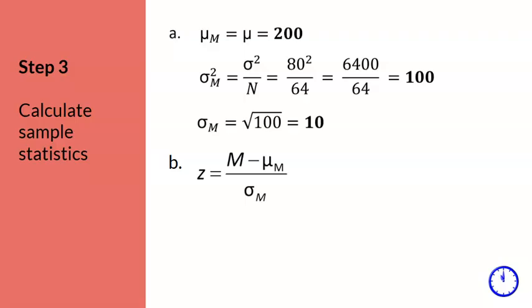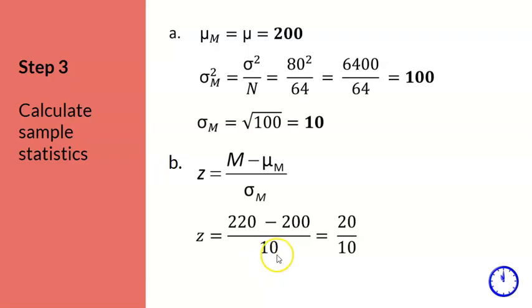Using the formula, we will plug in the value for the sample mean M, 220, that is given in the lecture example, and then we'll plug in the values for mu-m and sigma m that we calculated in the first part. The z-score for the sample is z equals +2. The box indicates the final answer.